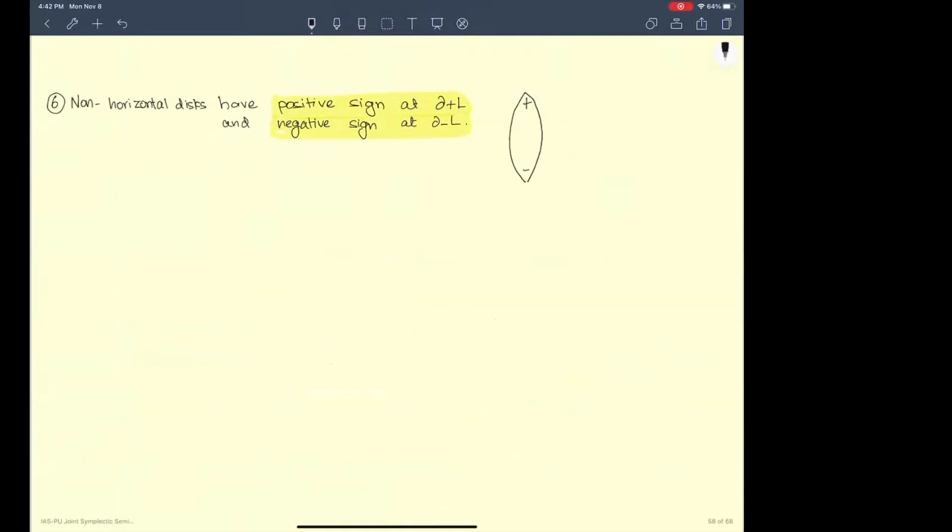But if you have a not horizontal disk, at the top boundary, it has to always have positive signs. And at the bottom boundary, it always has negative signs. I'll tell you why, but they have to look like these. They can have more corners, but. Okay, I'm going to tell you why.